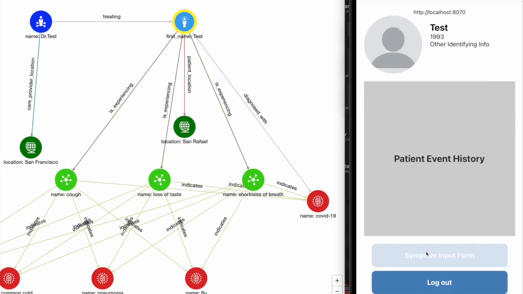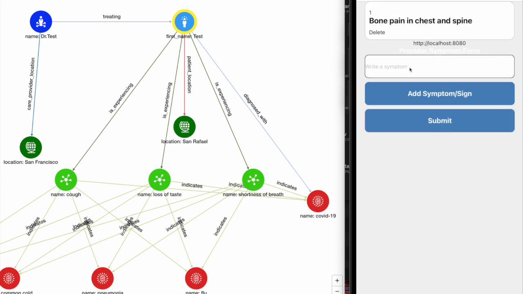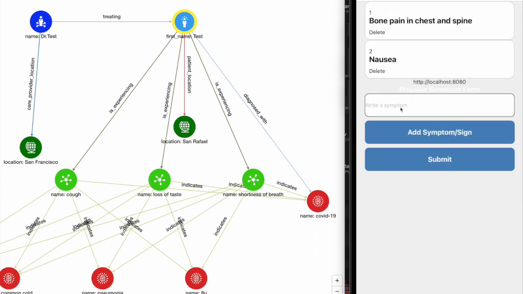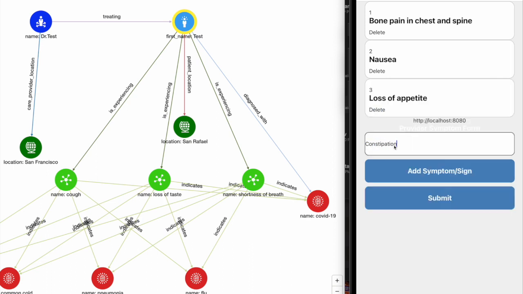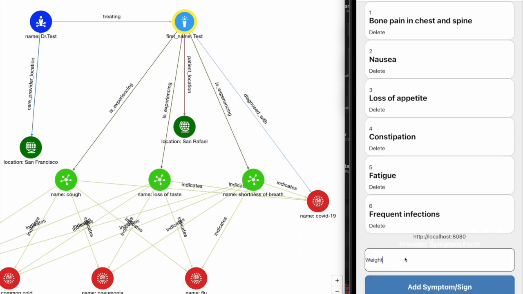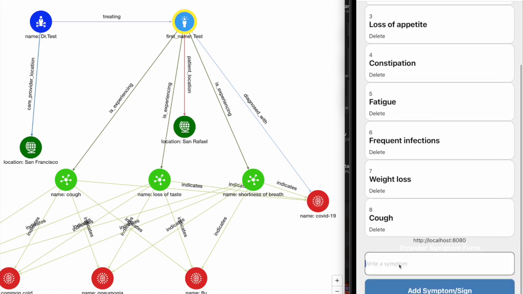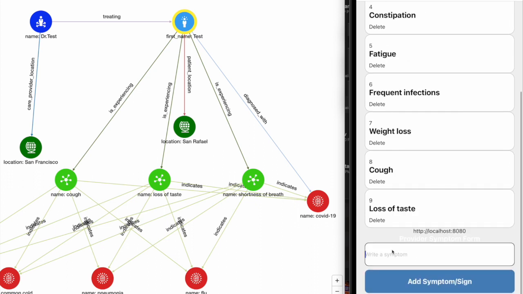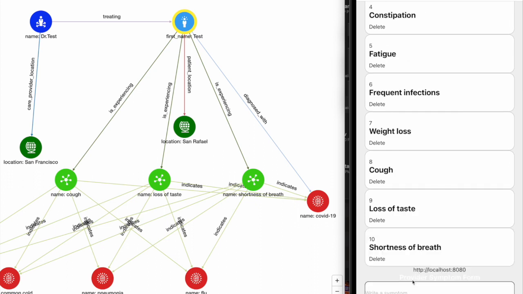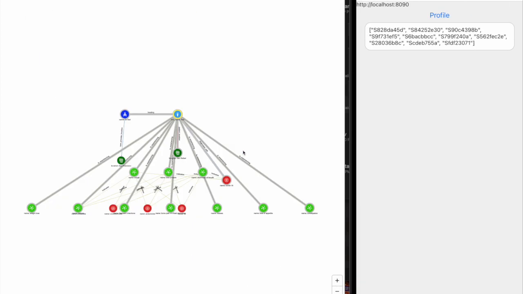As our medical care provider continues their assessment, they are informed of new symptoms that the patient is experiencing: bone pain, nausea, loss of appetite, constipation, fatigue, frequent infections, weight loss. These are then added with the patient's previously noted symptoms: cough, loss of taste, shortness of breath. The system processes this information and makes the relevant relationships to determine a differential diagnosis. This may take a little time.